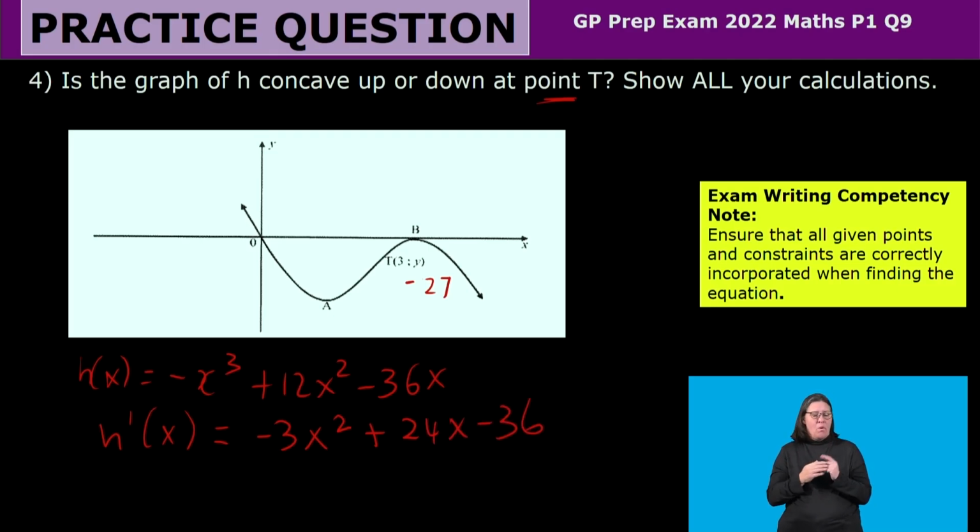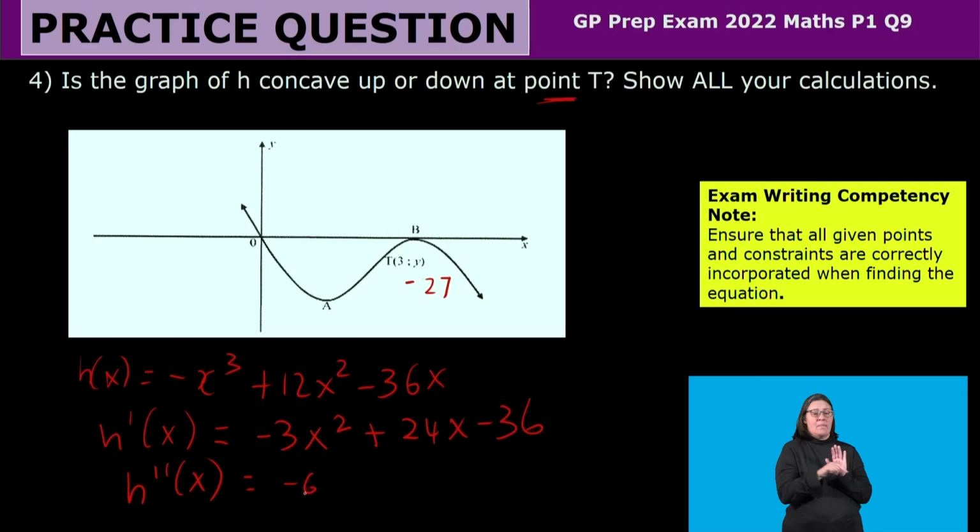All right, we go one step further. Let's work out our second derivative. And what we're interested in after that is the sign when we substitute the value of 3 in. So we get minus 6x plus 24 as our second derivative. We take the value 3, substitute it into this equation, and let's see what we get.